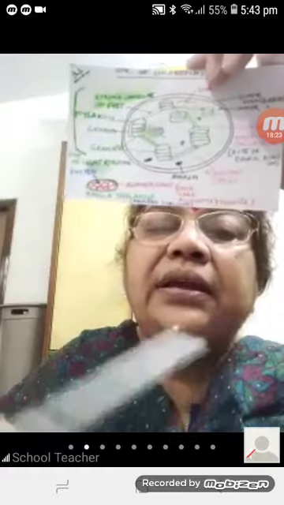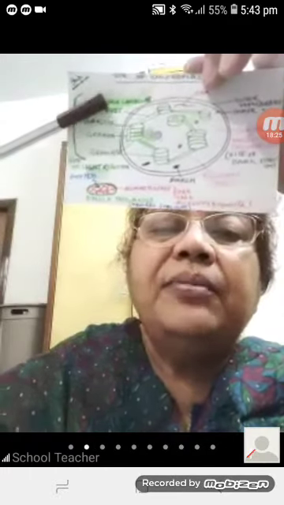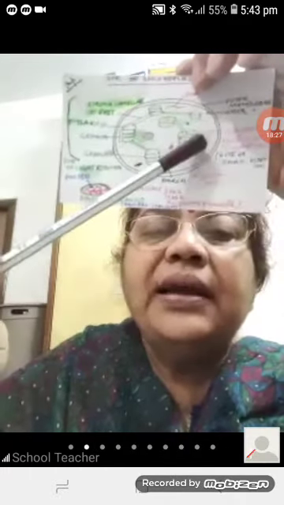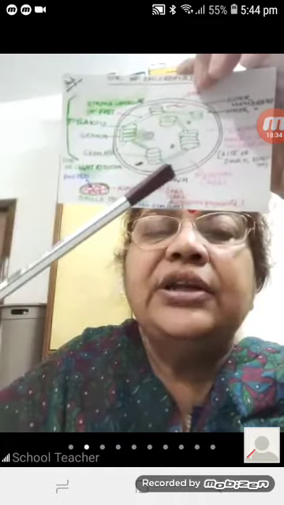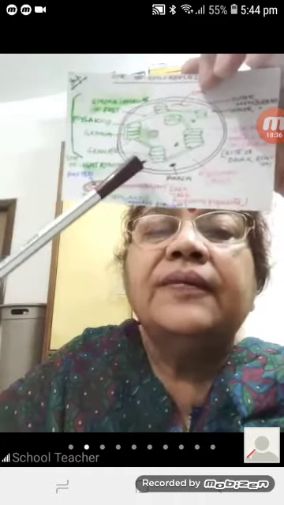So what do you have to write? Thylakoid, granum, grana, stroma lamella. Then stroma itself. Besides this, DNA, RNA, then storage granule or starch. That's all.